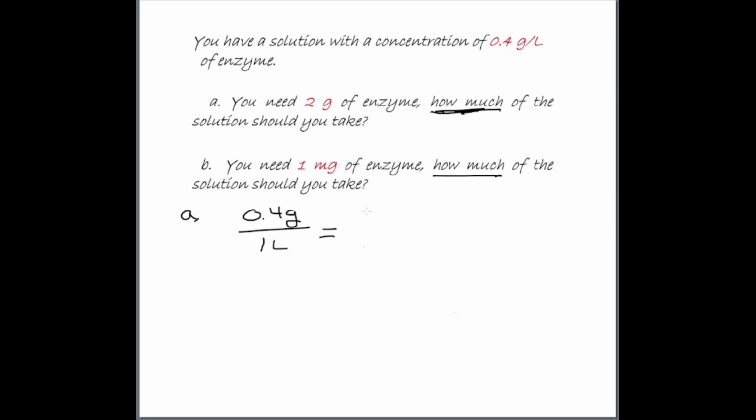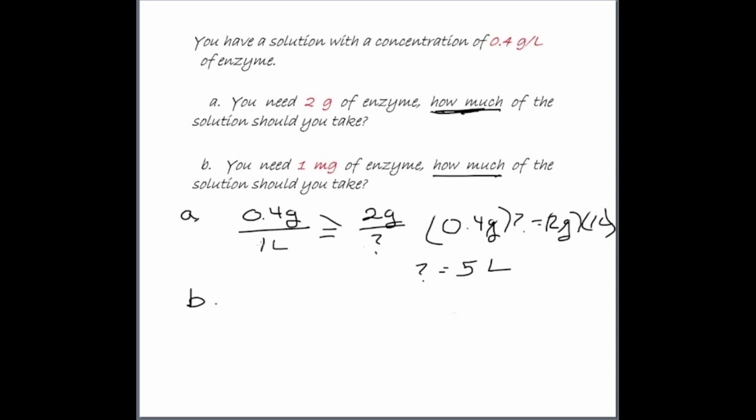What's going to go in the numerator? Well, that's got to be grams. And the unknown is how much we want. If we cross multiply, we get 0.4 grams times question mark equals 2 grams times 1 liter. Grams will cancel. And if you solve this and do the arithmetic, you will get question mark equals 5 liters. All right, let's try B, and let's try the unit canceling method.